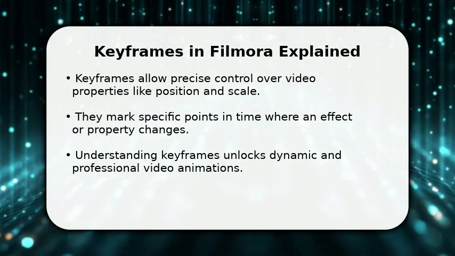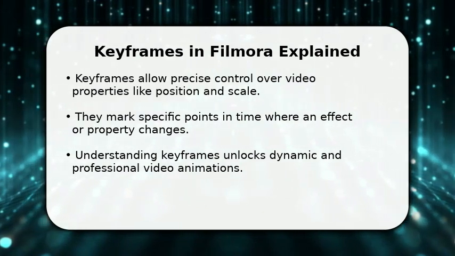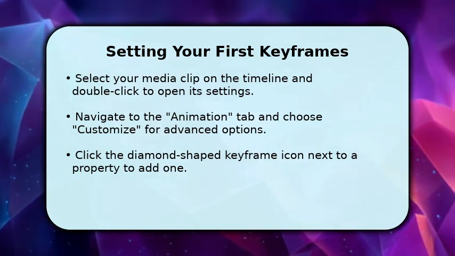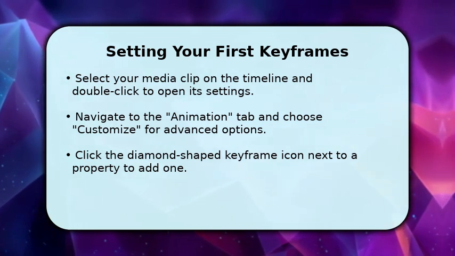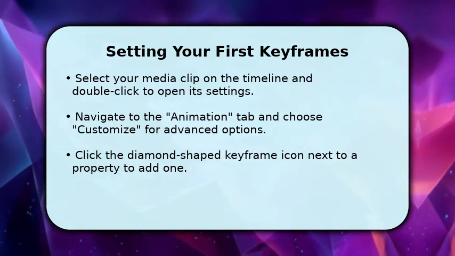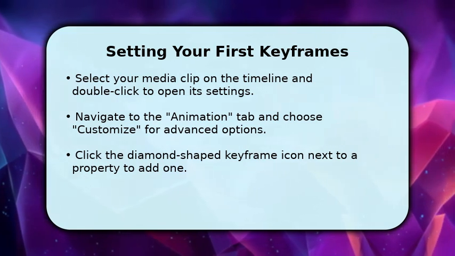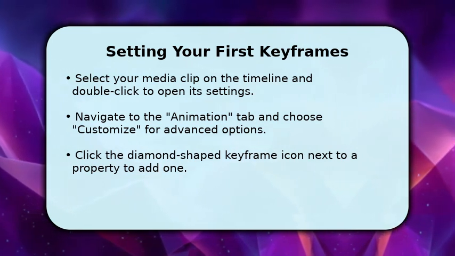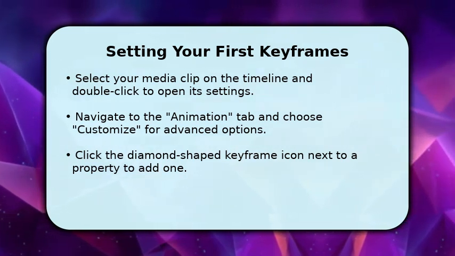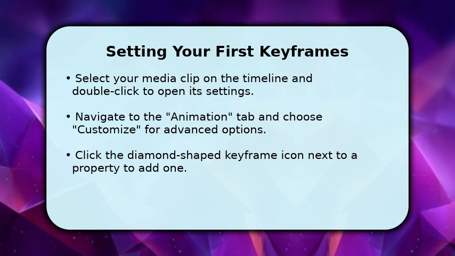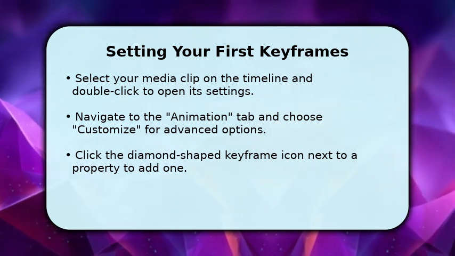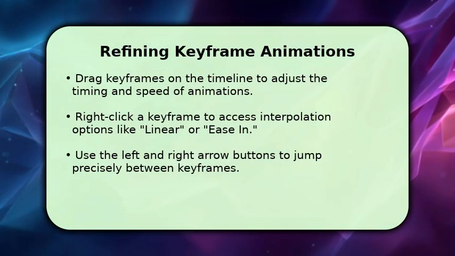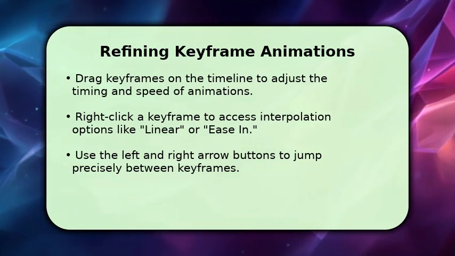Let's dive right into setting up your first keyframe animation. To begin, select the clip you wish to animate on your timeline and double-click it to access its Properties panel. Look for the Animation tab, then select Customize to reveal the keyframe options. You'll see a small diamond icon next to properties like Position or Scale. Click this icon to set your initial keyframe. Now, move your playhead a few seconds forward, adjust the property, and Filmora will automatically add a second keyframe, creating your first animation.